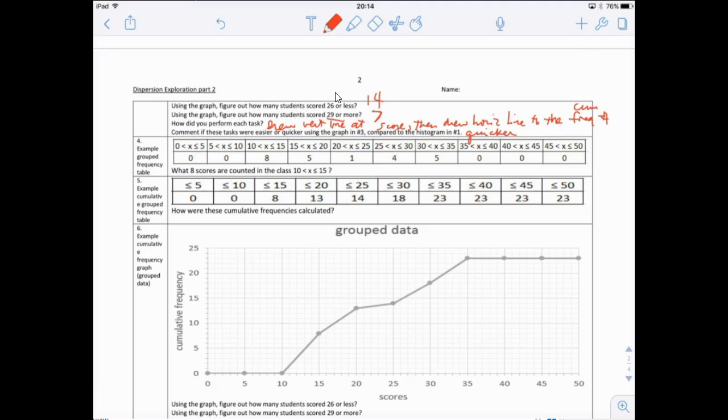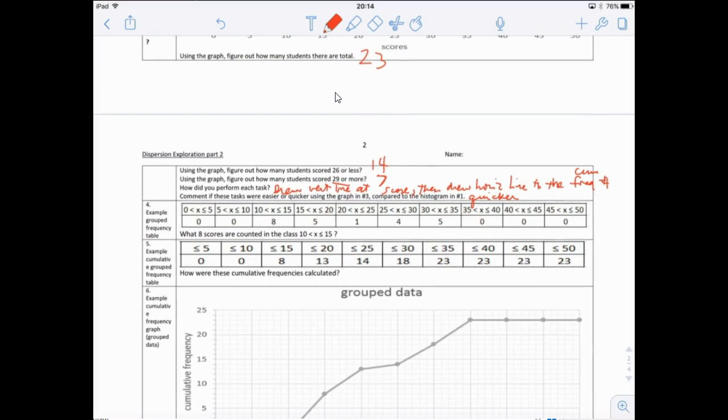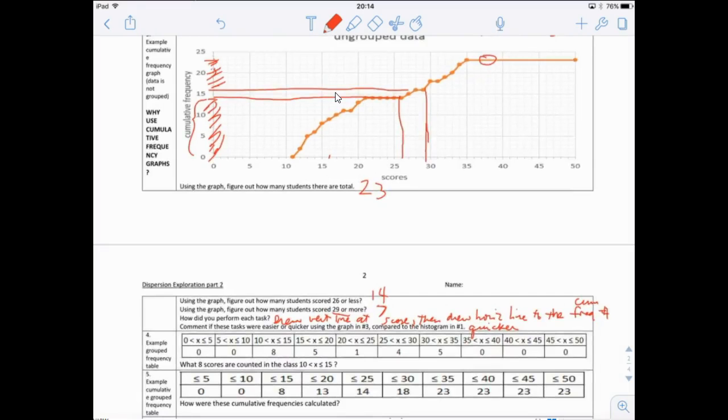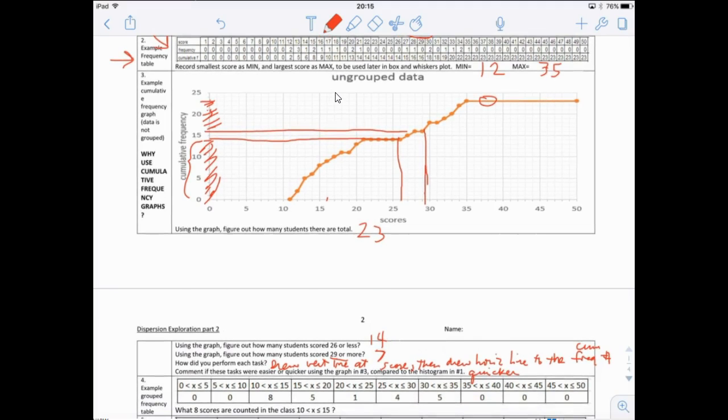Okay, and now we're going to do what we call a grouped frequency table, and this is using the same data as above. What is the difference between a grouped frequency table and a frequency table? I'm going to compare number 4 with number 2 here, and you can see that first of all, the frequency table has so many columns. It's got 50 columns of data. And if you look at the grouped frequency table, it doesn't have that many columns. It's got 1, 2, 3, 4, 5, 6, 7, 8, 9, 10. So I went from having 50 columns of data to 10 columns of data.